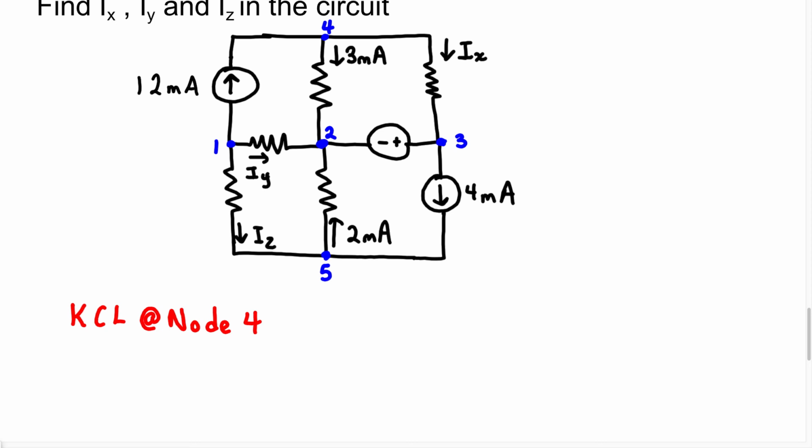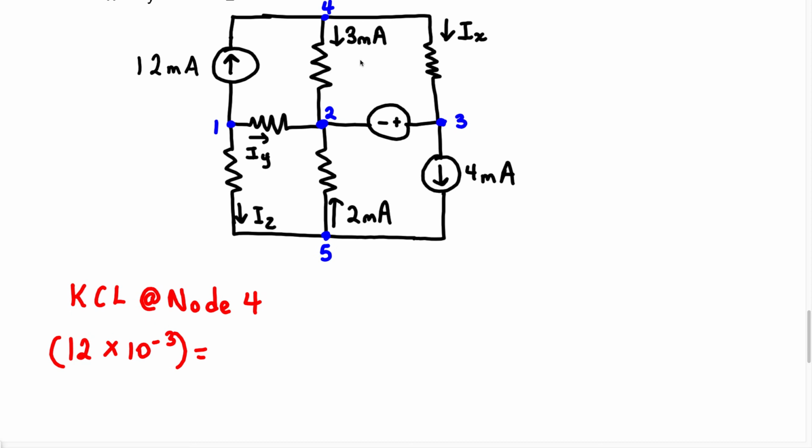So remember, the total current entering a node is going to equal the total current leaving a node. So the total current that's entering this node, which is node 4, we know it's going to be 12 milliamps. So we're going to write 12 times 10 to the minus 3 equals the total current leaving. We're going to have 3 milliamps. So I'm just going to write this as 3 times 10 to the minus 3 plus the current I sub x.